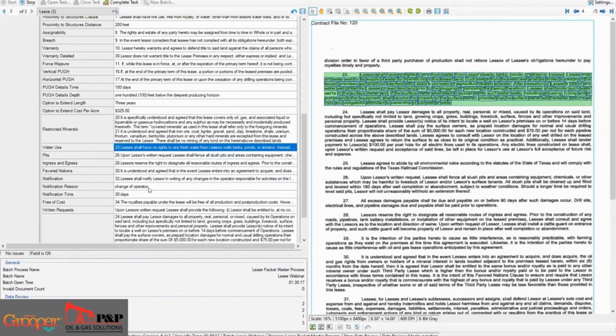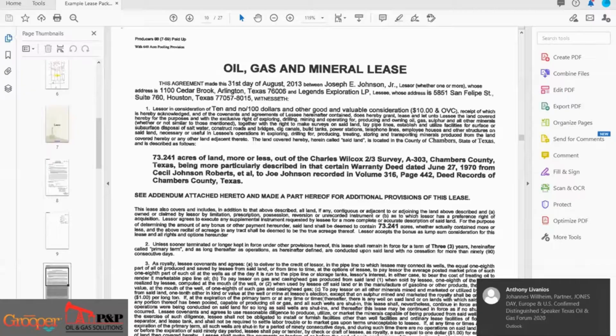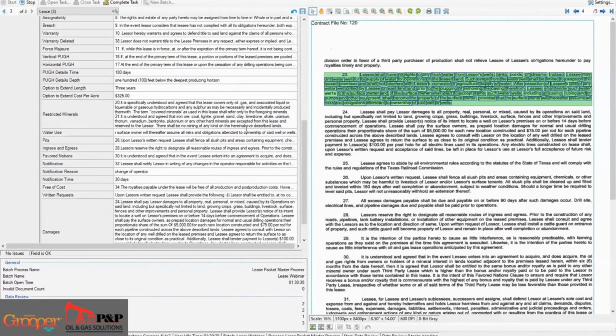Water use. I want to show you something here on water use, which is really interesting. This will actually be easier to see on this lease packet, but let me show it to you here first. When I go through this water use clause, I noticed that there was a typo that Grooper was pulling out, and it misspelled the word wells. It had WEL1S right here. Now I'll highlight that for you. WEL1S. I know that's supposed to be wells. You know that's supposed to be wells. I can change that to wells. But why would Grooper pull that in?